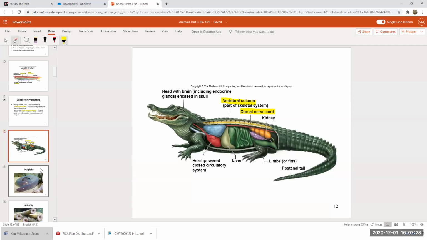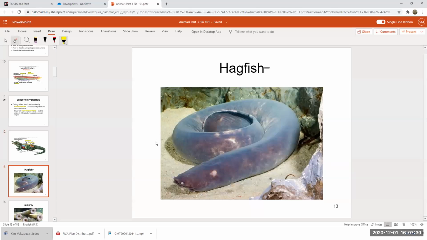I'm going to start with the most primitive vertebrates, and actually there's some controversy right now as to whether or not these first guys should even be classified as vertebrates. So this first one is a hagfish. Hagfish do not have jaws. I'm going to write that on here. It's going to be messy, but no jaws.